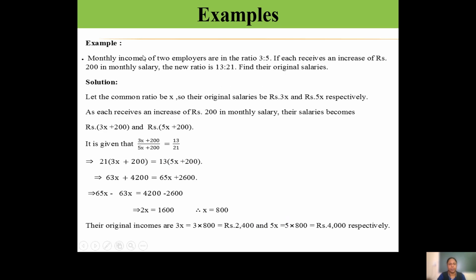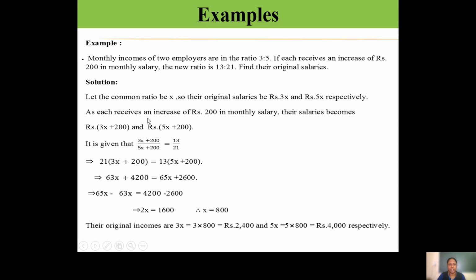Now the next example: monthly incomes of two employees are in the ratio 3:5. If each receives an increase of rupees 200 in monthly salary, then the new ratio is 13:21. Find their original salaries. So let the common ratio be x. Their original salaries become 3x and 5x respectively.